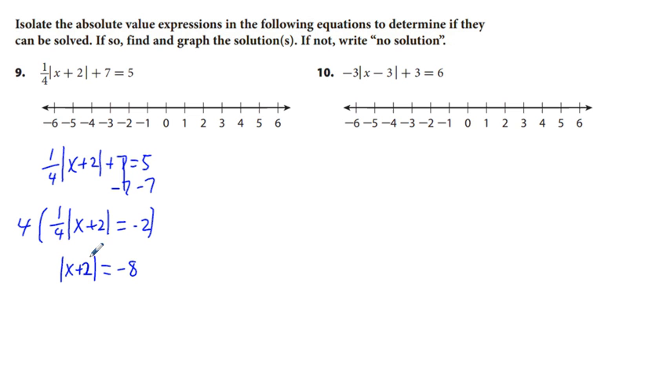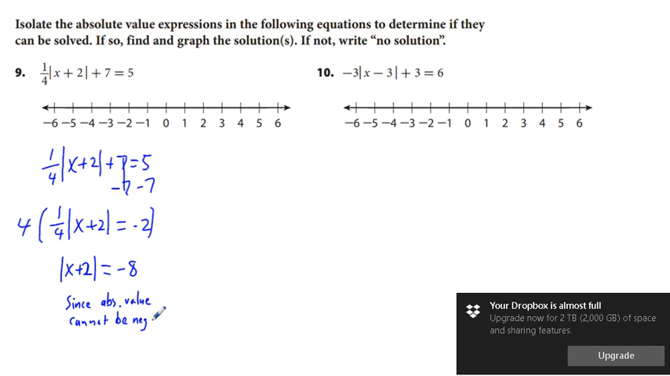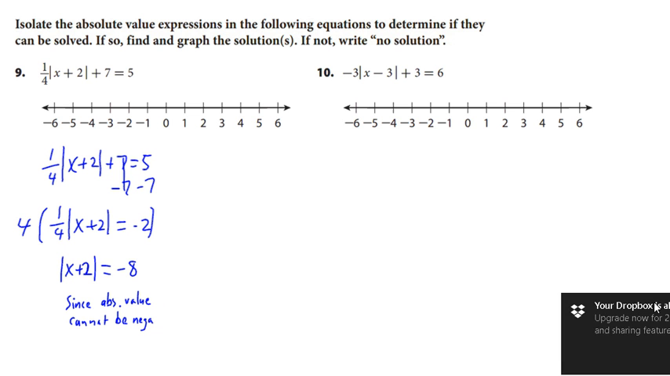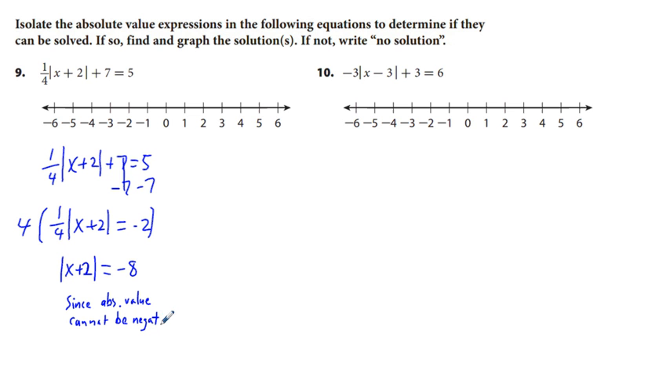Is it possible for the absolute value of anything to be negative? No. So since absolute value cannot be negative, no solution.